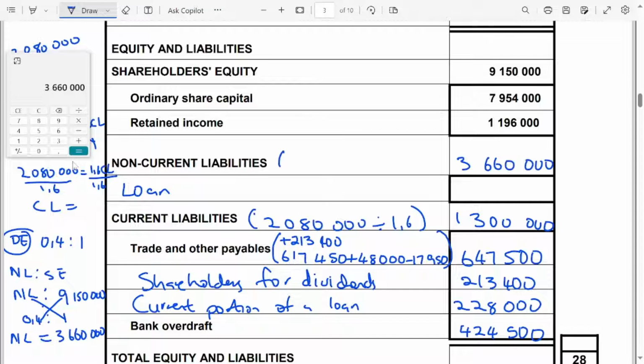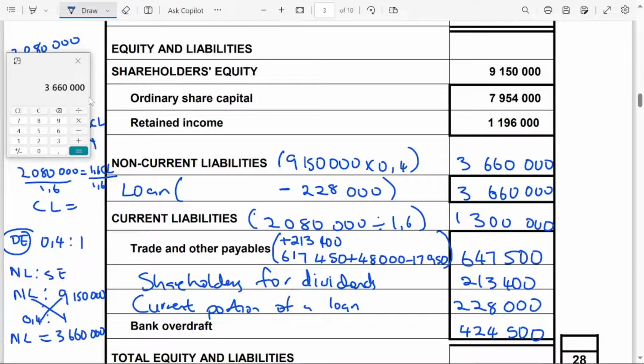So we said 9,150,000 multiplied by 0.4. That is how we got them, 3,660,000. Right? Now remember, in here there is a current portion of a loan of 228,000 that must be subtracted. So that is how we got this amount. To find out how much the loan was before we subtracted this amount, we have to take this 3,660,000 and add back that 228,000. That is going to be 3,888,000.